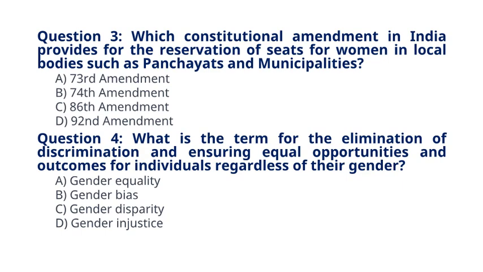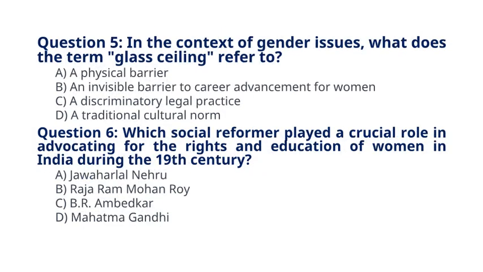Gender equality. Question 5. In the context of gender issues, what does the term glass ceiling refer to? A. A physical barrier. B. An invisible barrier to career advancement for women. C. A discriminatory legal practice. D. A traditional cultural norm. The correct answer for question 5 is option B.